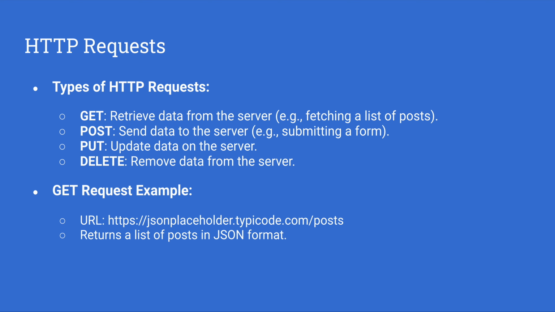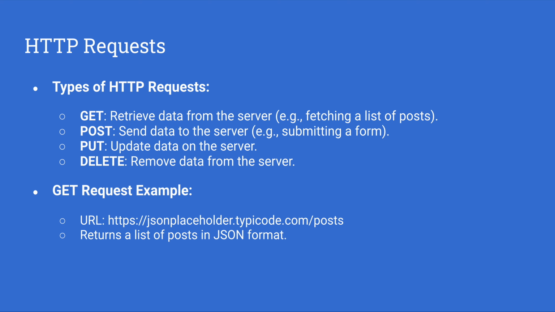HTTP requests. The types of HTTP requests are GET, POST, PUT and DELETE. To retrieve data from the server we use GET, to send data to the server we use the POST method, to update data in the server we use PUT, and to remove data from the server we use DELETE.